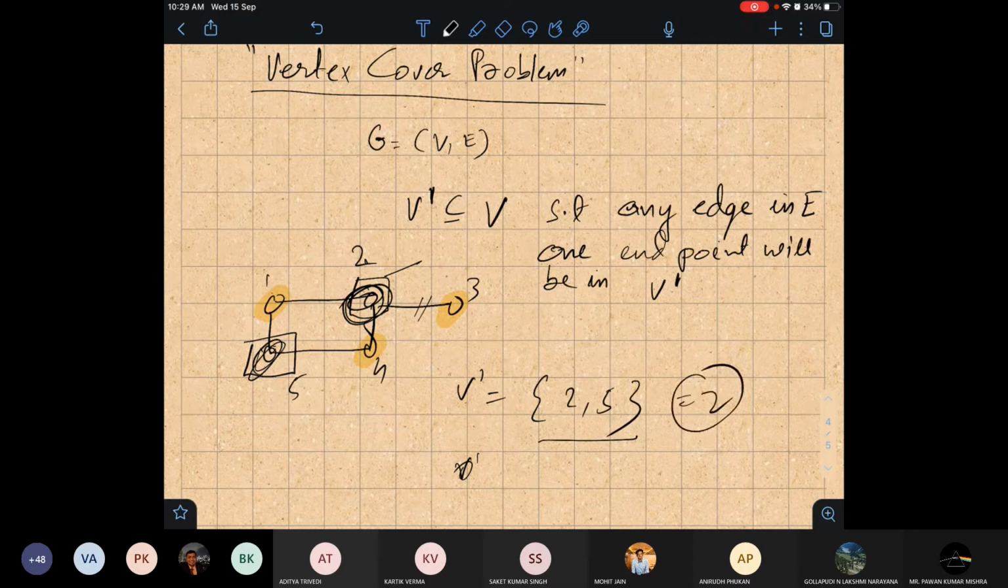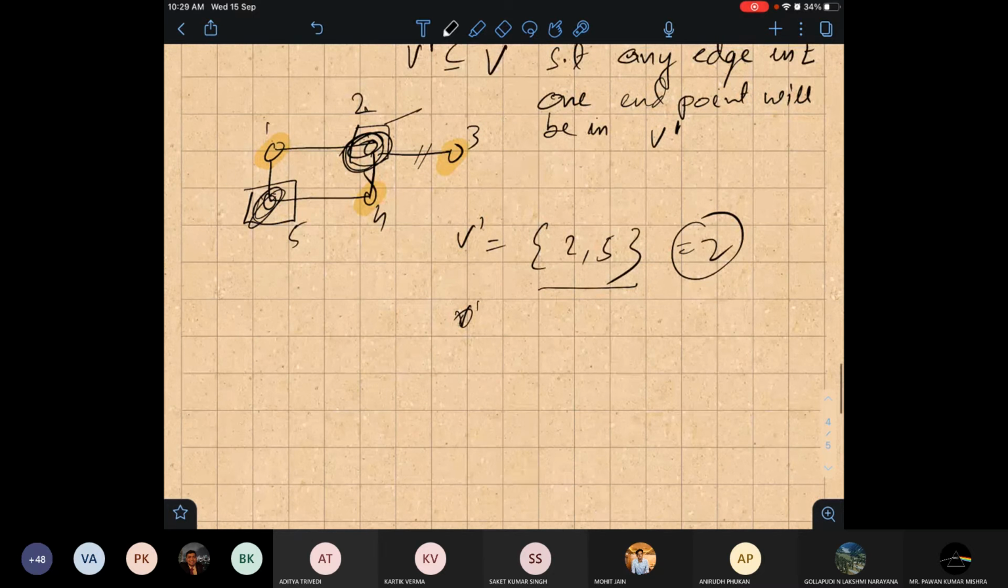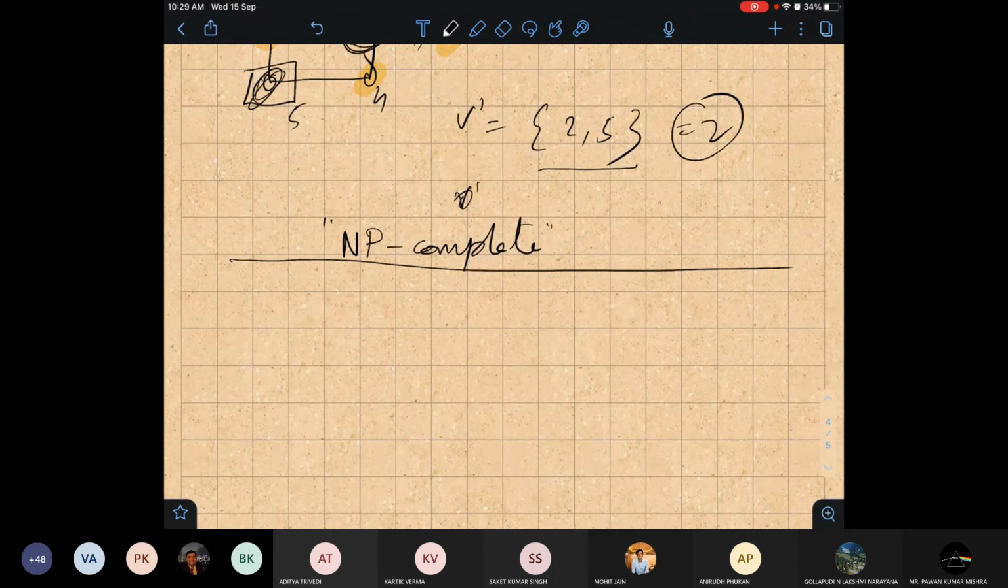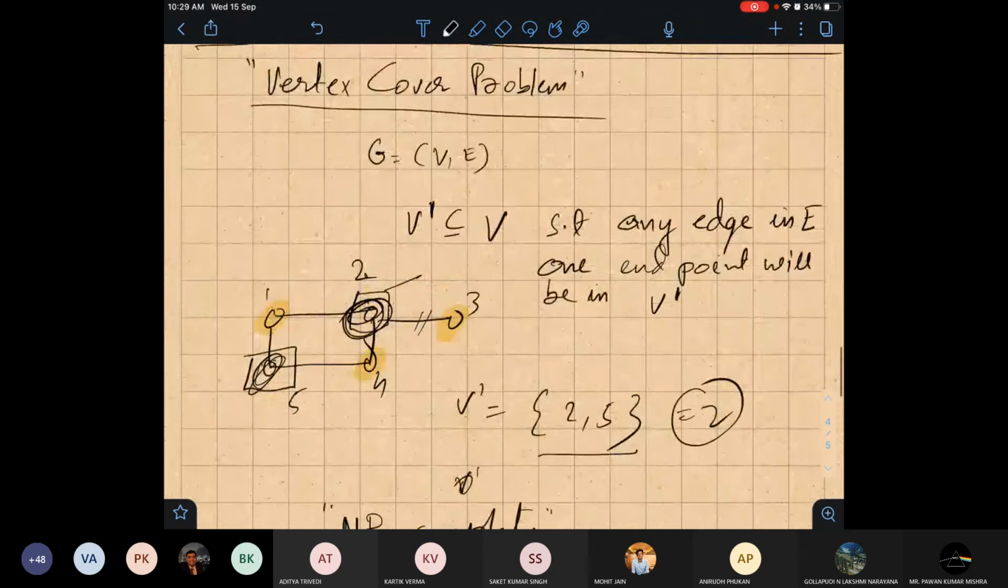So our goal is to find the minimum number of vertices such that all edges are covered. By all edges are covered, I mean if we take an edge, one of its endpoints will be in the selected set. You know this problem is NP-complete, so there is no scope to solve it exactly unless we go to NP. So how can we design an algorithm for this?